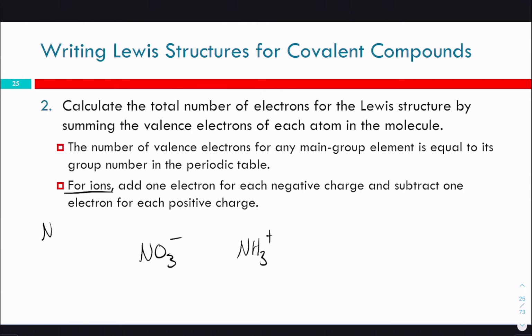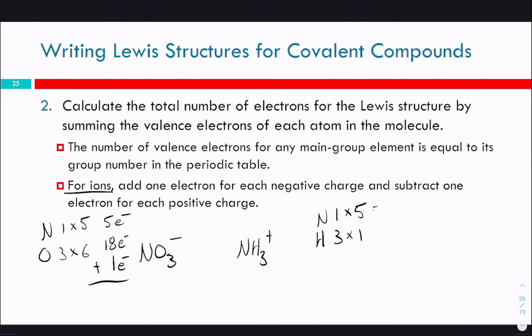So let's just calculate this for nitrate. We have nitrogen and oxygen: 1 nitrogen, 3 oxygens. Oxygen has 6 valence electrons, and nitrogen has 5. So we'll get 5 and 18. Because we have that negative charge, we're going to add 1 more electron in. For ammonia, we have nitrogen and hydrogen, 1 of those and 3 of these. Hydrogen only has 1 electron each, and nitrogen has 5, so that's 5 and 3 electrons. We add these together to get 8 electrons. Then we subtract 1 electron because we have a positive charge. So our total here would be 7 electrons.